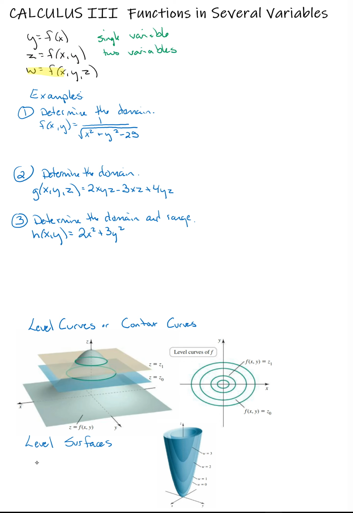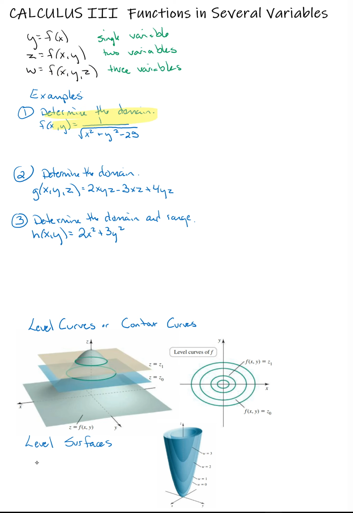And then finally, w equal to f of x, y, z would be a function in three variables. And so here we have x, y, and z are the independent variables, and w is our dependent variable. Of course, we could continue on and have as many variables as you'd like. Let's take a look at some examples working with these.